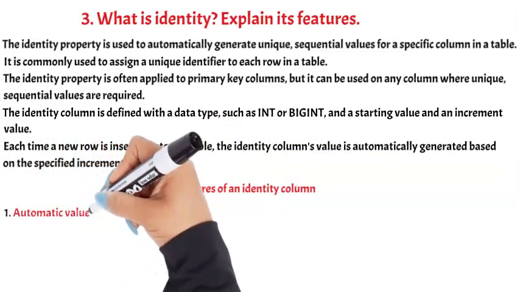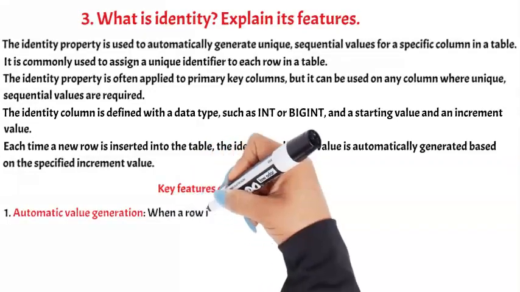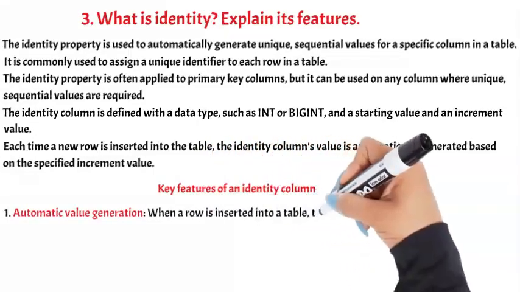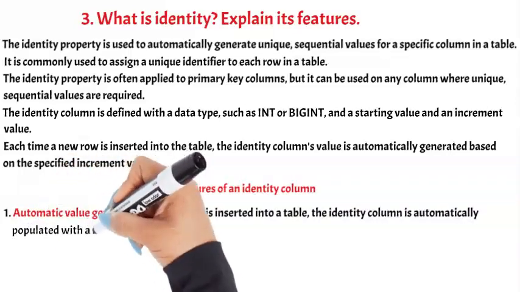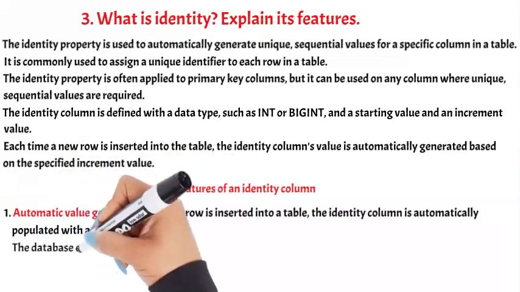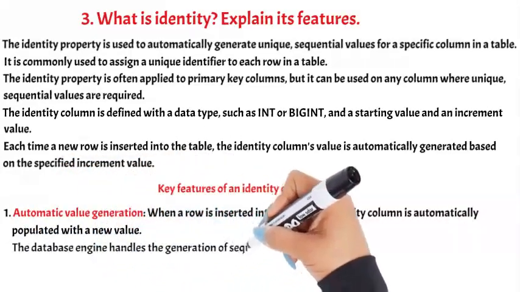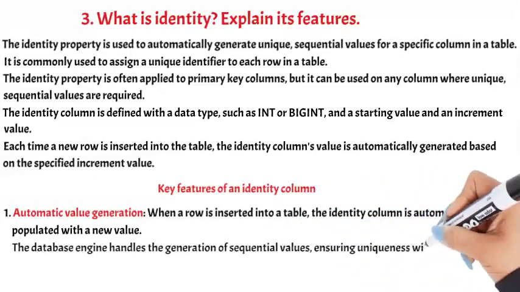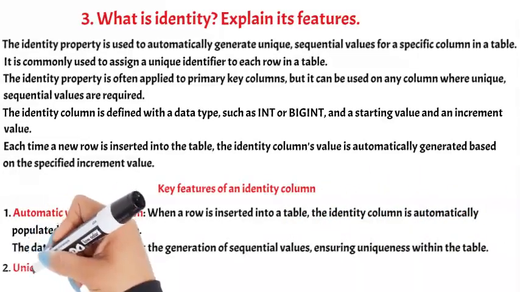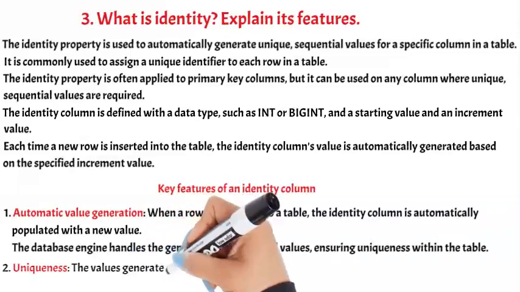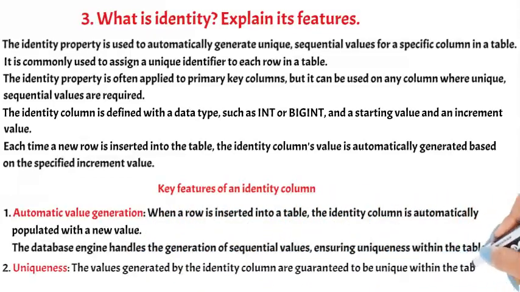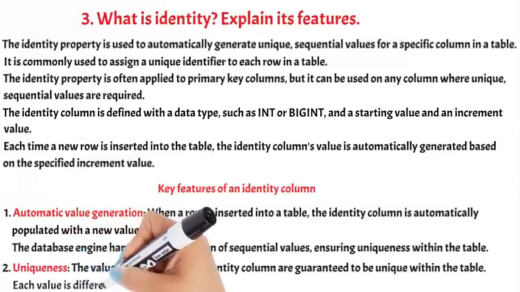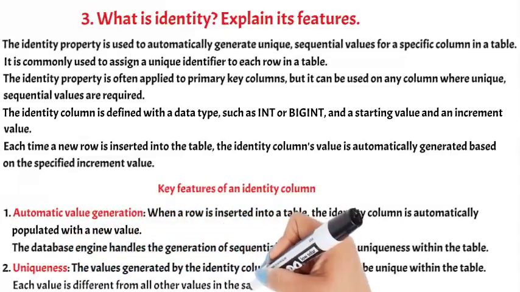1. Automatic value generation. When a row is inserted into a table, the identity column is automatically populated with a new value. The database engine handles the generation of sequential values, ensuring uniqueness within the table. 2. Uniqueness. The values generated by the identity column are guaranteed to be unique within the table. Each value is different from all other values in the same column.